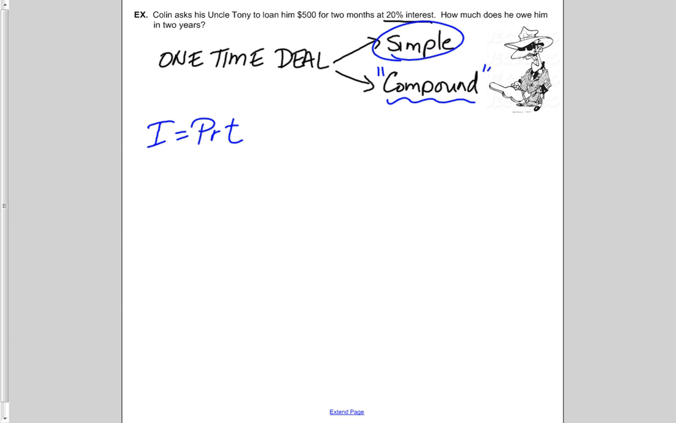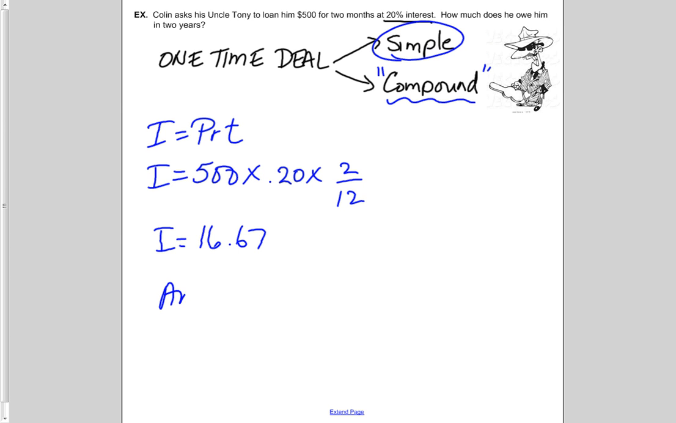Colin took a loan of $500. The rate is 20%. 2 months, it's supposed to be in years, so we will type the time in as 2 over 12. The interest that Colin owes him is $16.67. So the total amount will be the $16.67 and the loan of $500. $516.67, or get his legs broken.